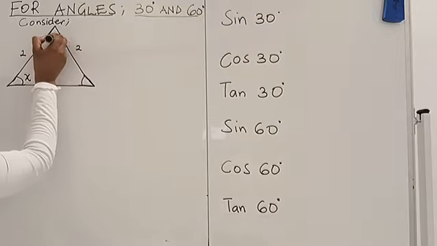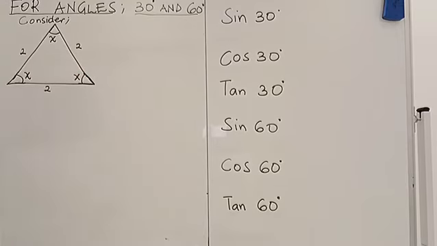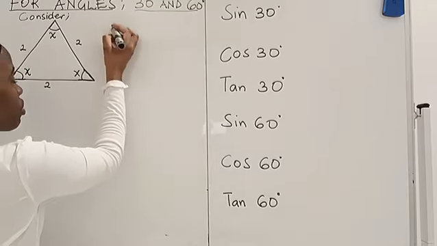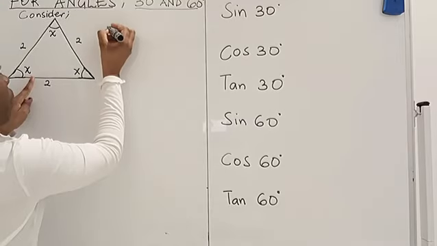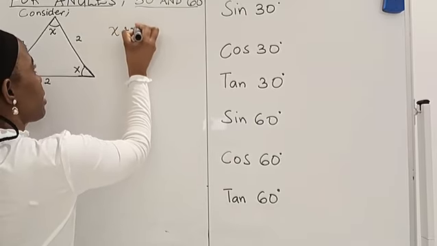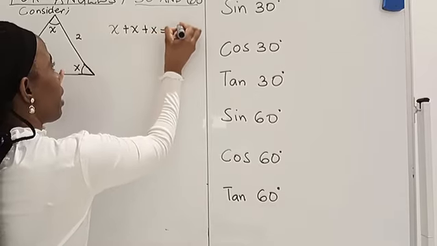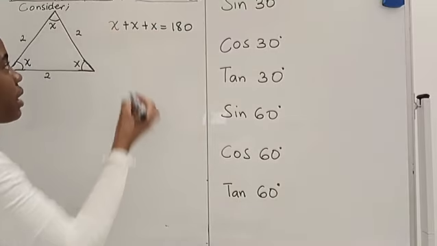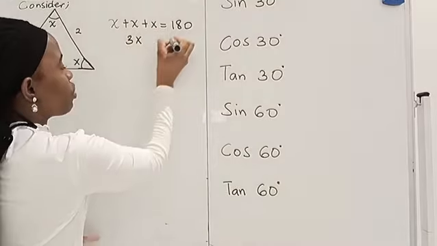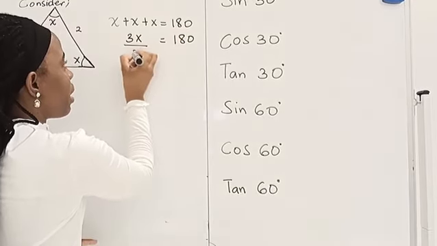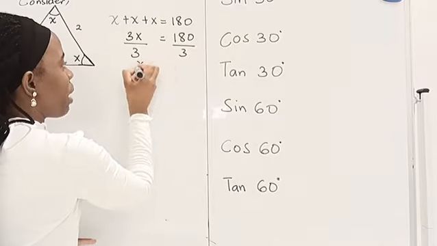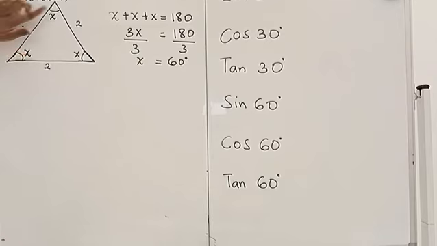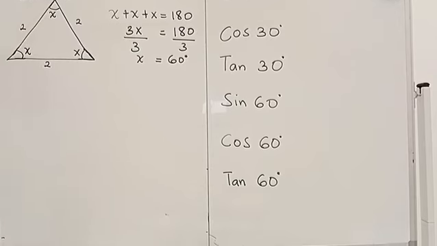We let each angle be x, okay? Now, we also recall that the interior angle sum of a triangle is equal to 180. So, I will have x plus x plus x equaling 180. So, when I add x to x to x, I will get 3x. 3x is equal to 180, divided by 3 both sides. So my x is equal to 60 degrees. Okay. Now each angle is 60 degrees.